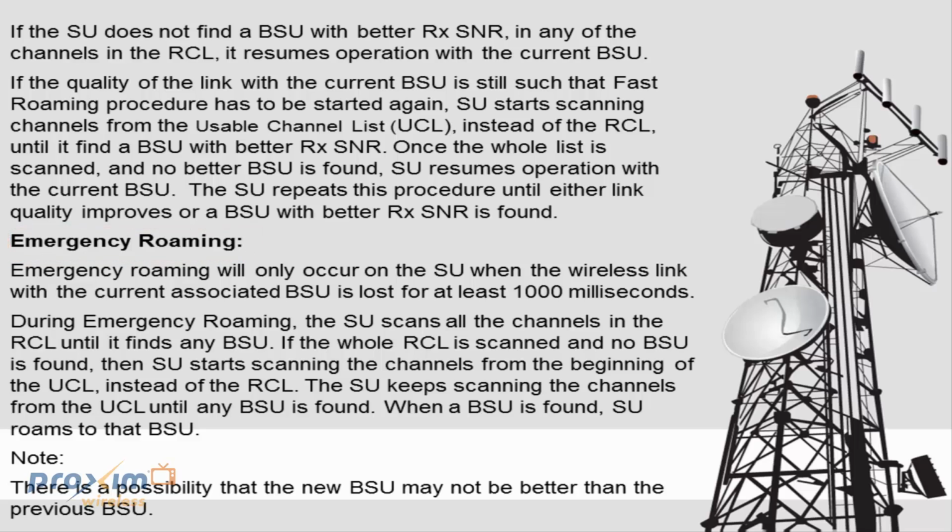Emergency roaming. Emergency roaming will only occur on the SU when the wireless link with the current associated BSU is lost for at least 1,000 milliseconds. During emergency roaming, the SU scans all of the channels in the RCL until it finds any BSU. If the whole RCL is scanned and no BSU is found, then the SU starts scanning the channels from the beginning of the UCL list instead of the RCL list. The SU keeps scanning the channels from the UCL until any BSU is found. When a BSU is found, the SU will roam to that BSU.